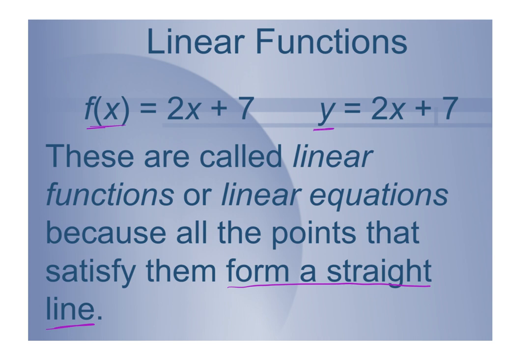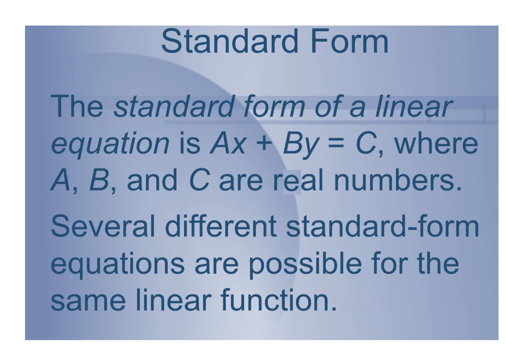The first form that we are going to talk about is called standard form. The standard form of a linear equation is ax plus by equals c, where a, b, and c are real numbers. Several different standard form equations are possible for the same linear function. I will say that you will also typically see it with no fractions, so I'm going to show you how to take out the fractions. And you'll also see it where your a is positive. If your a is ever negative, then we're just going to multiply everything by -1. And that's how you have a standard form of an equation.